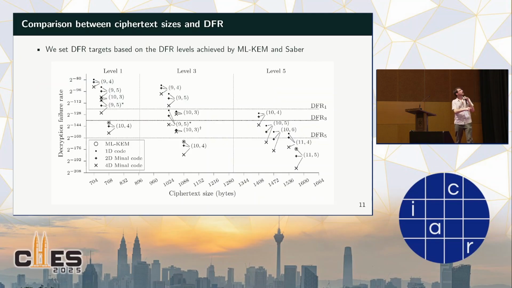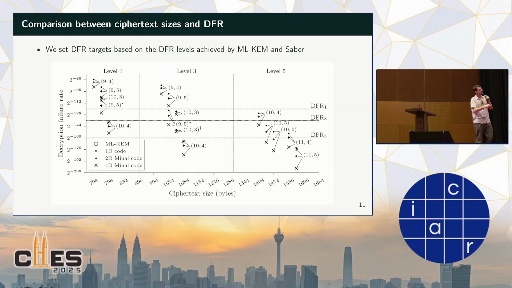So what can we do with that? Here is a comparison between the ciphertext sizes and DFRs. We set some DFR targets to give some flexibility based on the DFR levels achieved by MLChem and Sabre, or actually the DFR levels that Kyber also achieved historically. We defined the DFR to give us some freedom, but not too much freedom, right? We didn't want to do an unfair comparison.